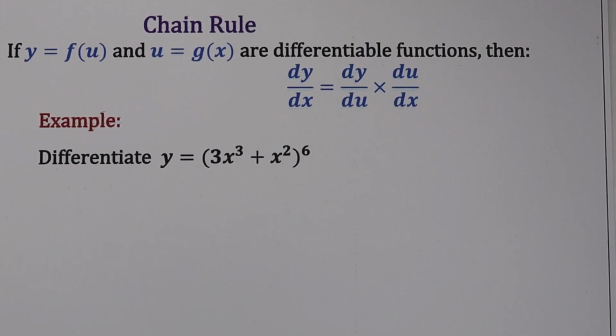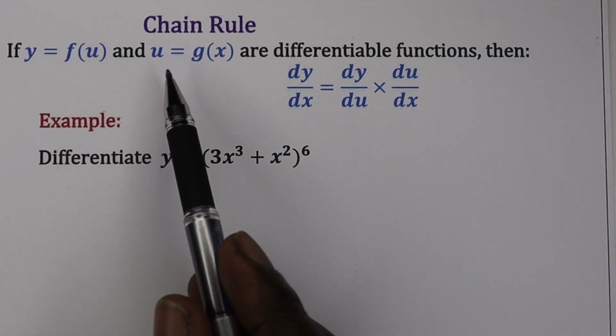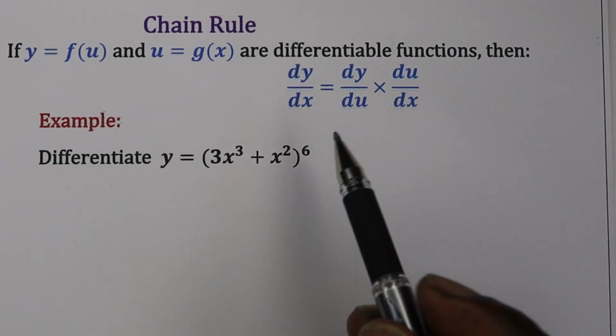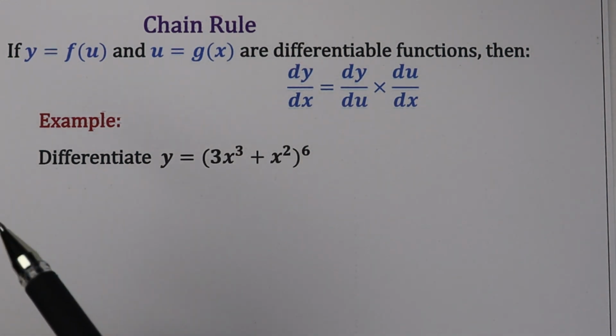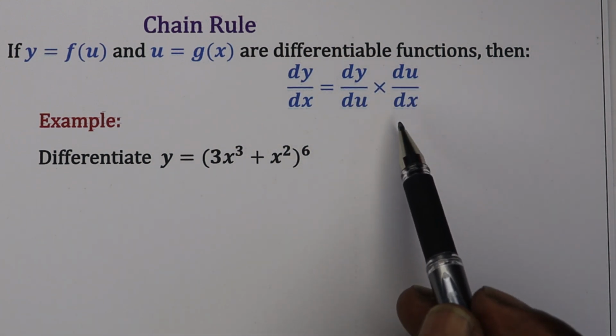So there's another rule called the chain rule. If you have a function of a function, that is when you use the chain rule. For this case, let us look at this. If y is equal to f of u and u is equal to g of x are differentiable functions, then for you to get dy dx, you're going to take dy du times du dx.